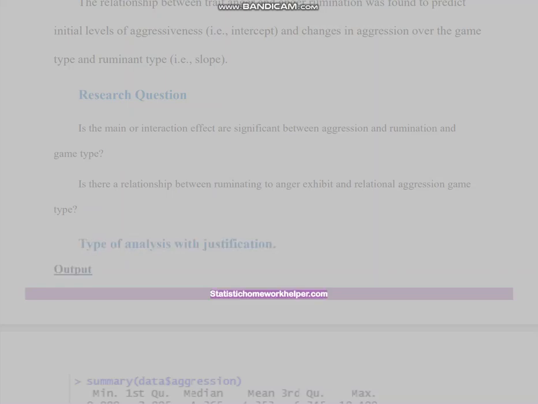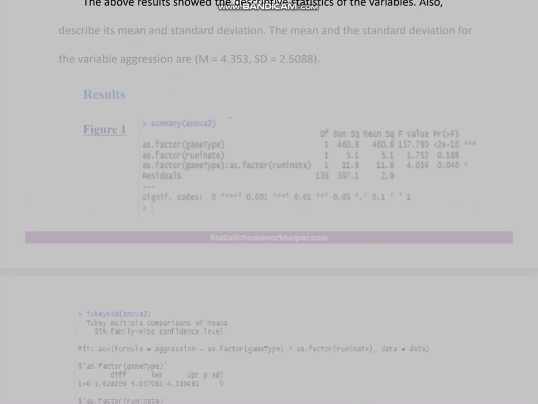Output. The above results showed the descriptive statistics of the variables. Also, describe its mean and standard deviation. The mean and the standard deviation for the variable aggression are M equals 4.353, SD equals 2.5088. Results, Figure 1.